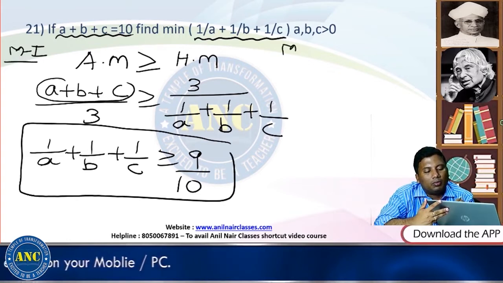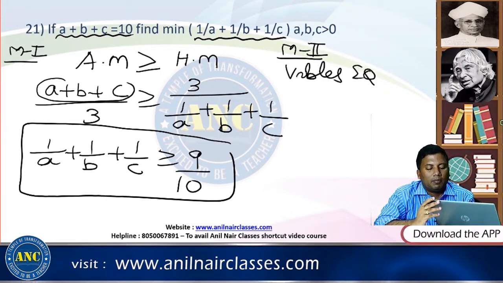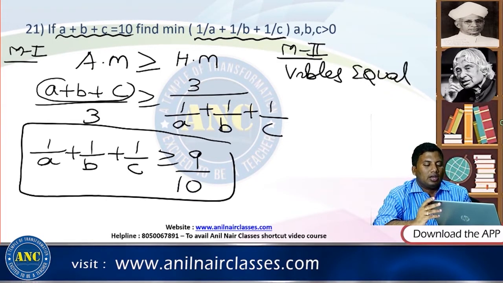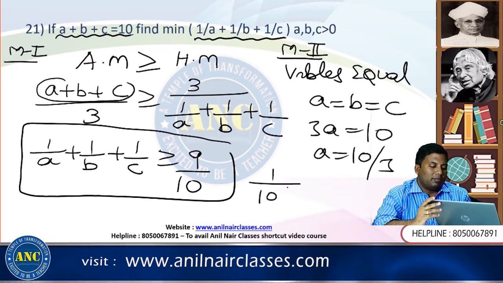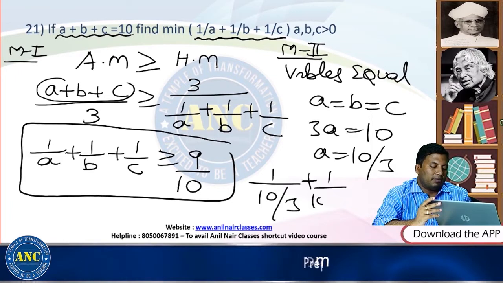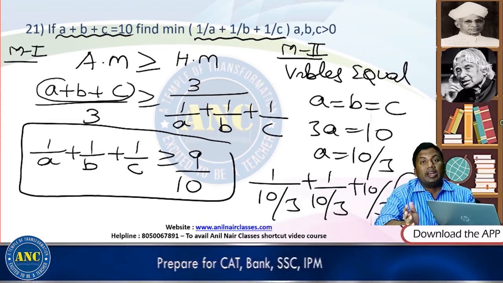Directly you can do method 2. Method 2, make variables equal. So a equivalent to b equivalent to c, 3a equivalent to 10, a equivalent to 10 by 3. 1 by 10 by 3 plus 1 by 10 by 3 plus 1 by 10 by 3. Answer is 9 by 10. I hope the idea is clear.